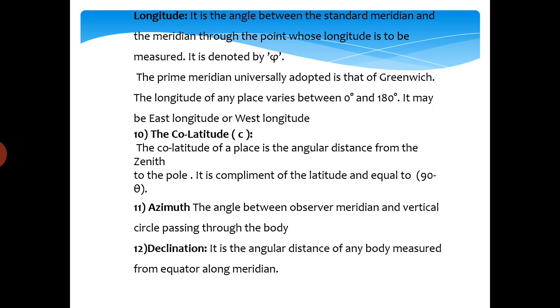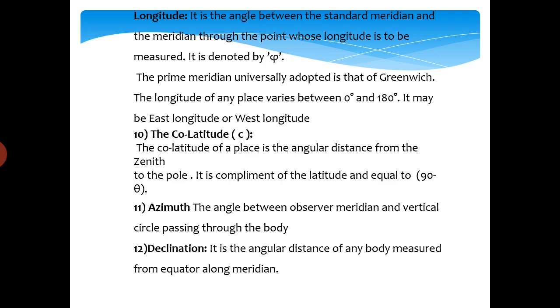Next, azimuth. Azimuth is the angle between the observer meridian and the vertical circle passing through that body. The azimuth is the angle between two vertical circles. One vertical circle passes through the north and south pole, and the second vertical circle passes through the body whose azimuth is to be measured.